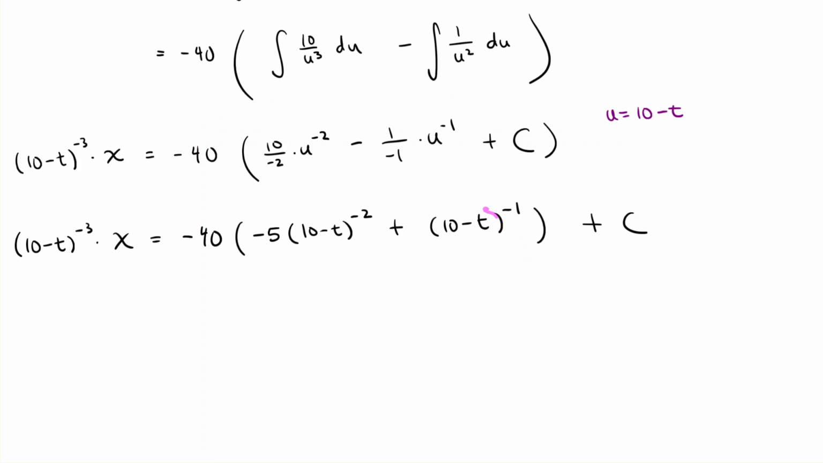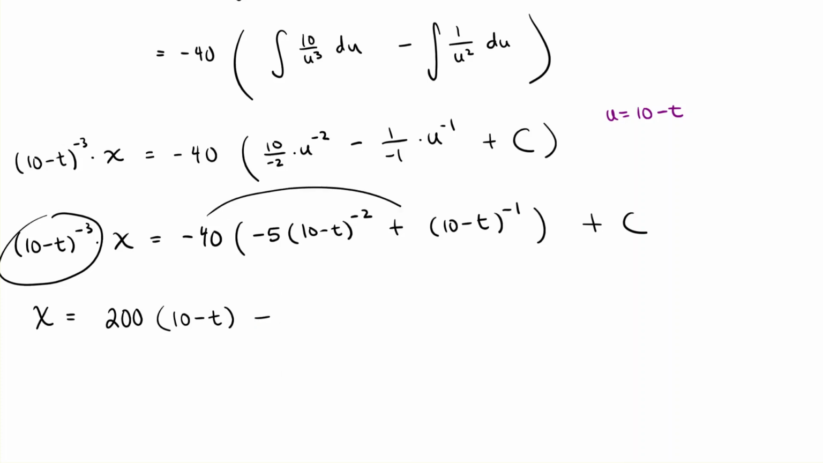And then we're almost to the point where we can solve for x. We just need to simplify the left side. We're going to divide both sides by this expression. So it divides through on the right side as well. Negative 40 times negative 5 is positive 200. 10 minus t to the negative 2 divided by this becomes t to the 10 minus t to the positive 1 power, plus, or I should say minus 40 when we distribute.